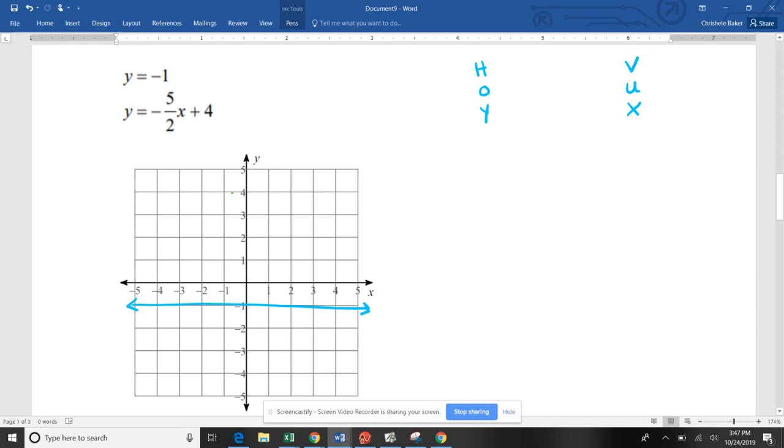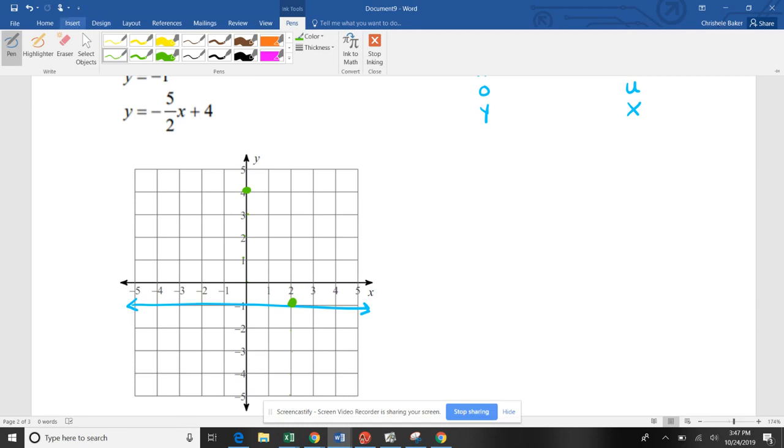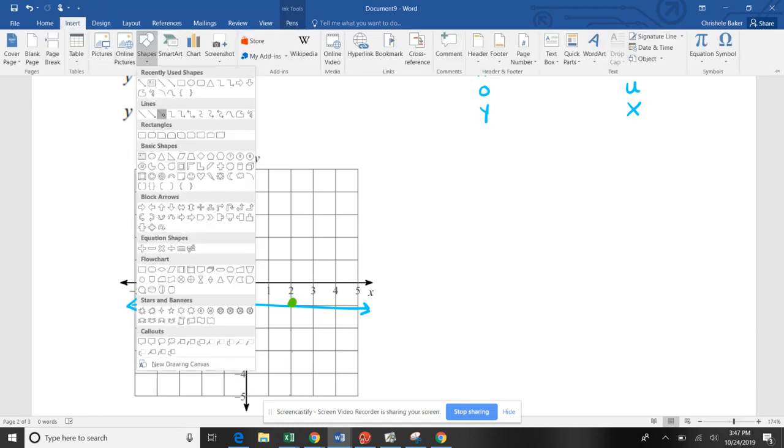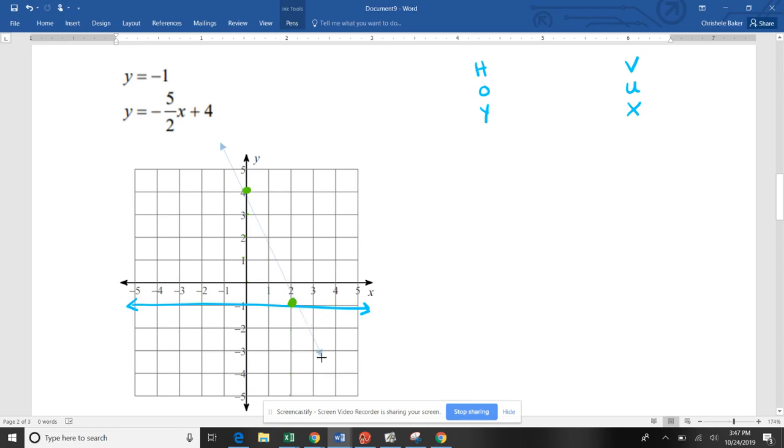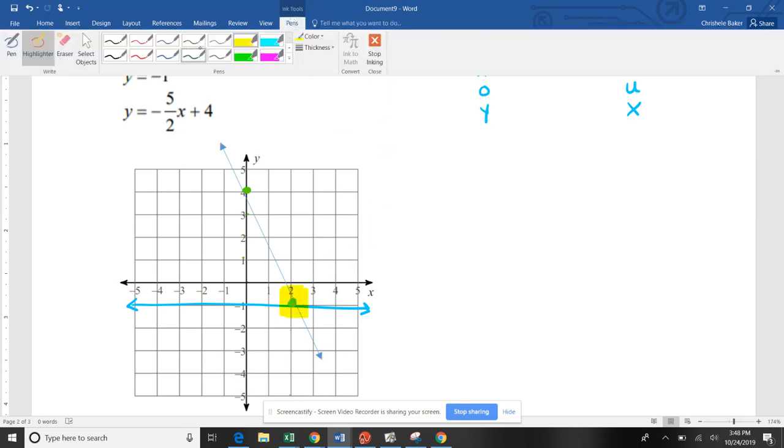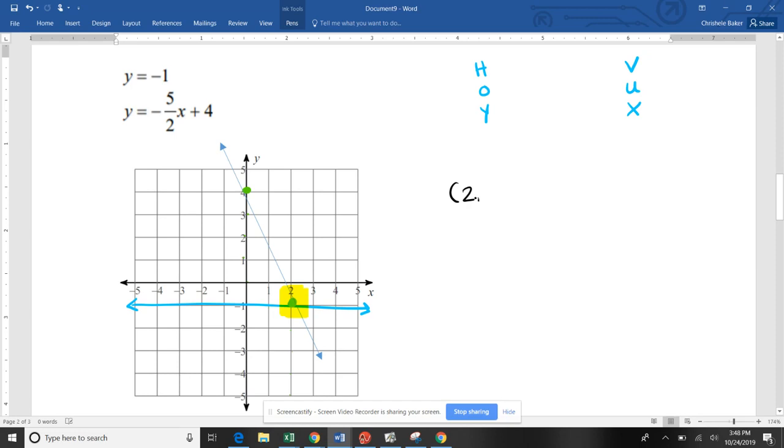Okay, -5/2x plus 4 has a y-intercept of 4 and a slope of -5/2. So 1, 2, 3, 4, 5, 1, 2. 1, 2, 3, 4, 5, 1, 2, somewhere down there. And of course, I'm going to connect that. And I see that my lines intersect. Oh, that wasn't the highlighter. I see that my lines intersect at this point of +2, -1.